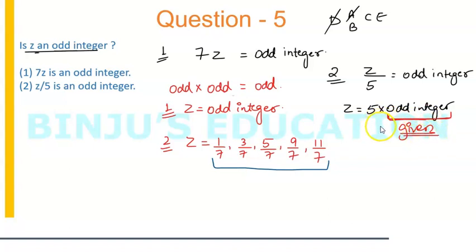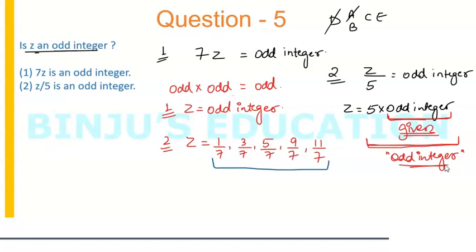So when you will multiply 5 with any odd integer, I can simply say that this entire result will always be an odd integer. Odd into odd is always odd. Now I don't have any scope of fractions, right? Because it's already given to me that the right hand side is an integer.